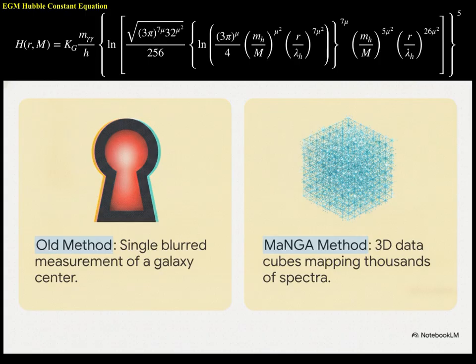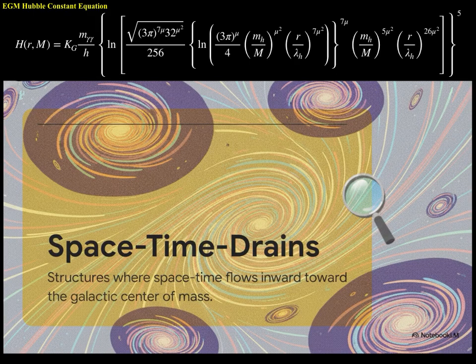And here is where it gets absolutely fascinating. This 3D mapping reveals the exact mechanism causing our measurement issues. Local space-time behaves like a drain. According to the research, galactic structures act as space-time drains.